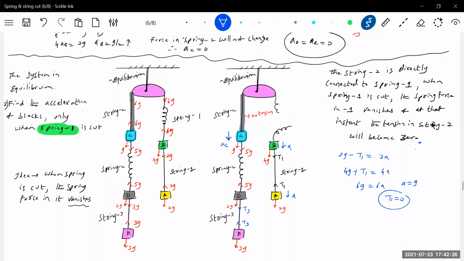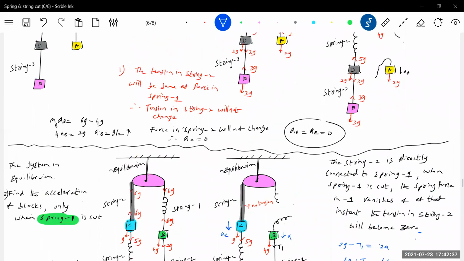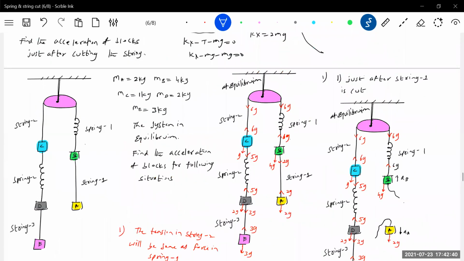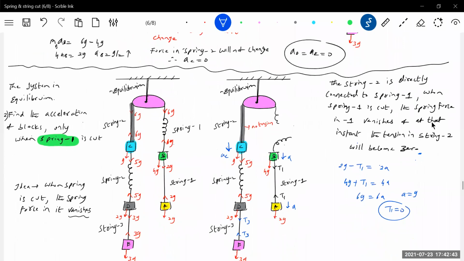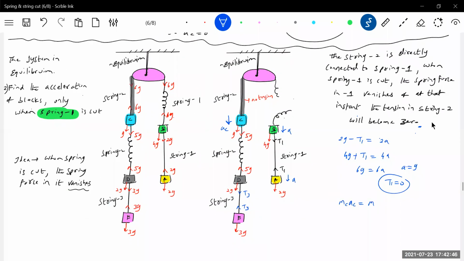Now come to the acceleration of block C. What shall I write? The mass of the block C is 1 kg. MC into AC equal to mCg plus 5g, that is 6g. So 1 AC, AC we have 6g. In what direction? Downward.